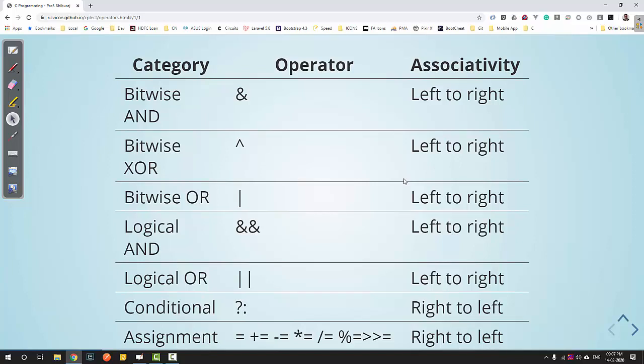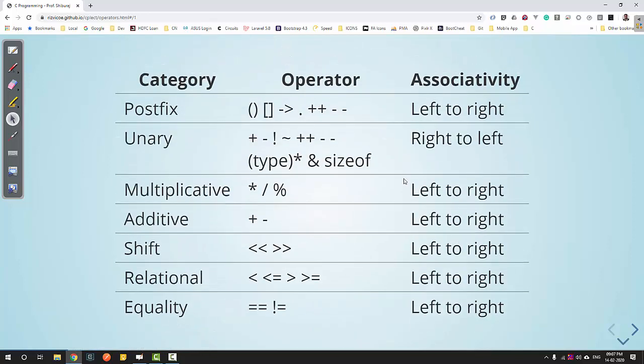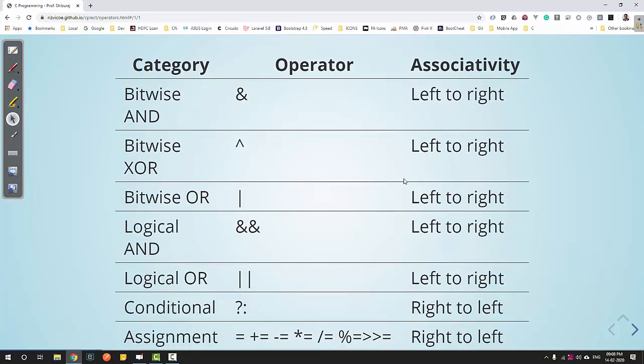Now one thing to note over here is that all the operators also have associativity. In most of the cases, the associativity is from left to right, except for the unary, that is the pre increment operators, the casting operators and sizeof operator, we have right to left, and for the conditional operator and the assignment operator we have right to left. Other than these, the remaining all will have associativity left to right. So this is something you should remember.